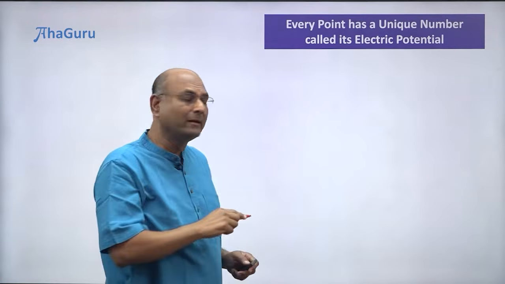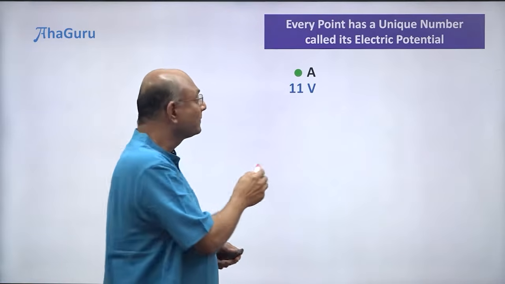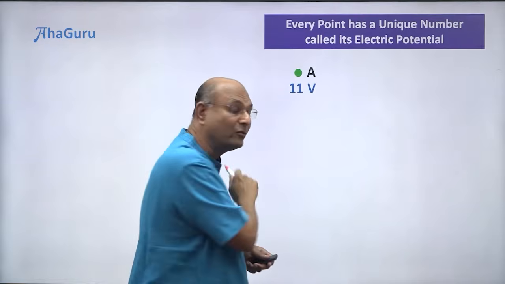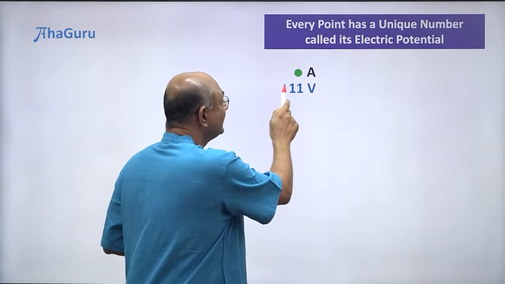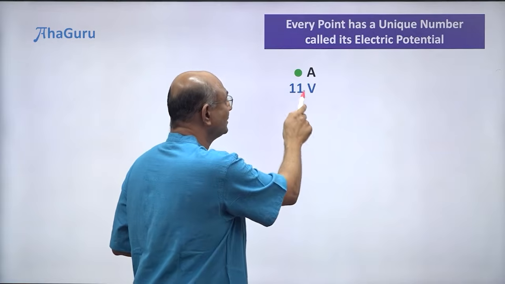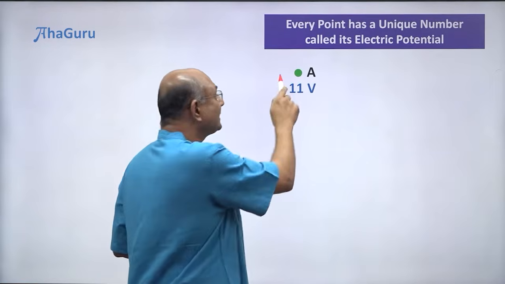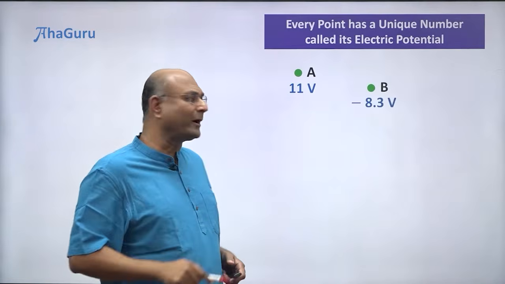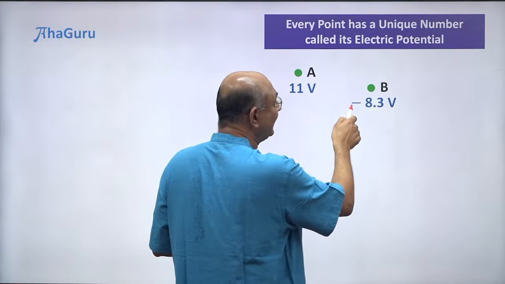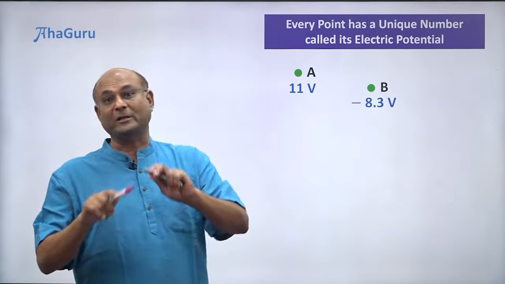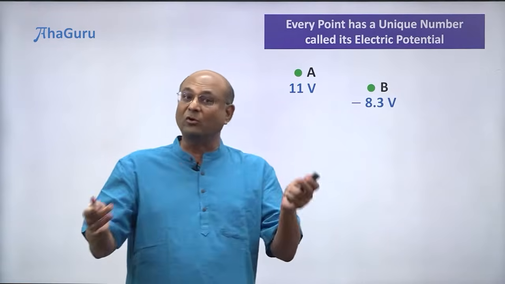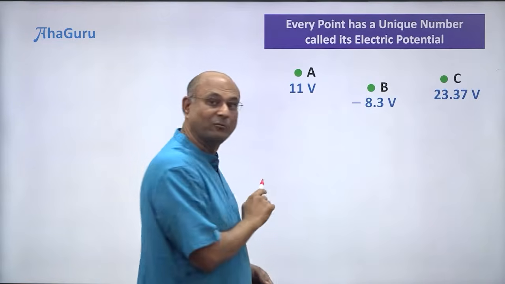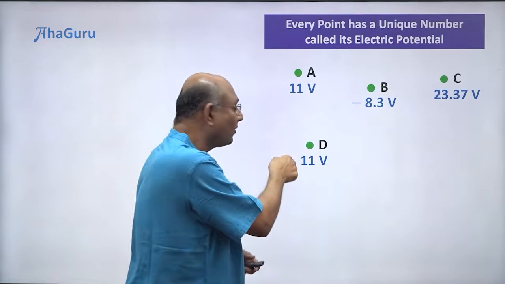Okay, what does this mean? Suppose I have a point A, its number I'm going to say is 11 and we are going to measure it in units of volts. So I'm going to say the electrical number there is 11 volts. So we say the electric potential at A is 11 volts. If I pick another point B, its electric potential is minus 8.3 volts. Electric potential can be positive, negative, zero, no problem. Another point C has 23.37 volts. A point D also has 11 volts.